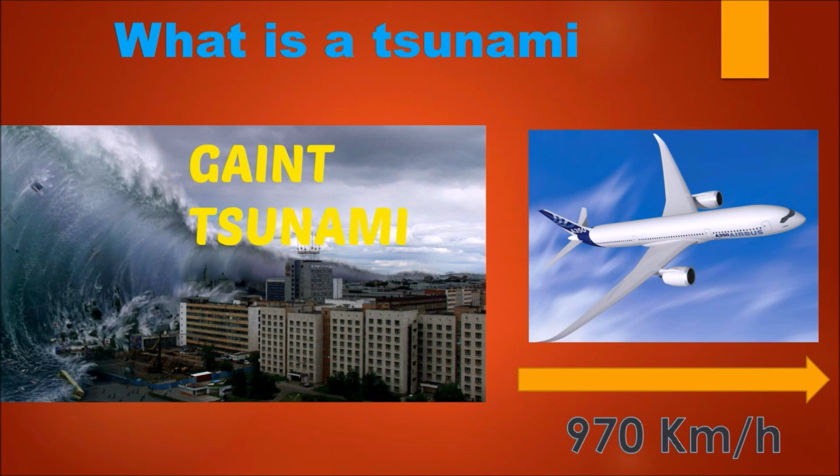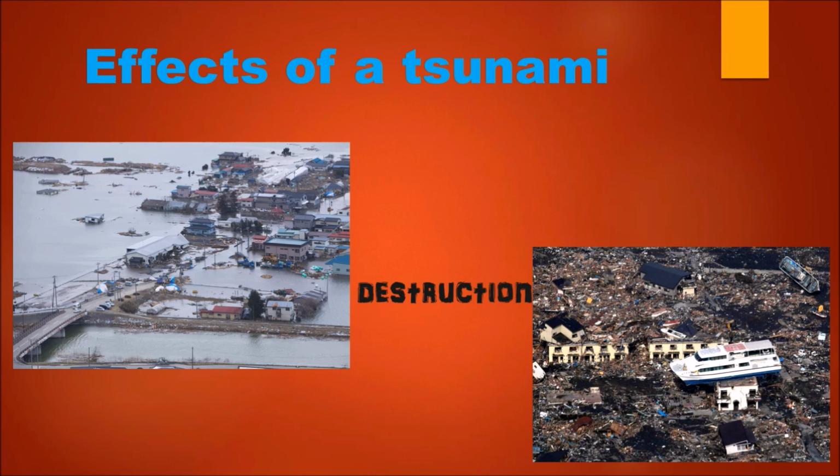A tsunami is a devastating giant wave formed by a tidal wave or a volcanic eruption. This occurs at the bottom of the sea. A tsunami can travel over 970 km per hour across the oceans. The order of effects of the tsunami is: 1. Causes: subduction, earthquake, volcanic eruption.